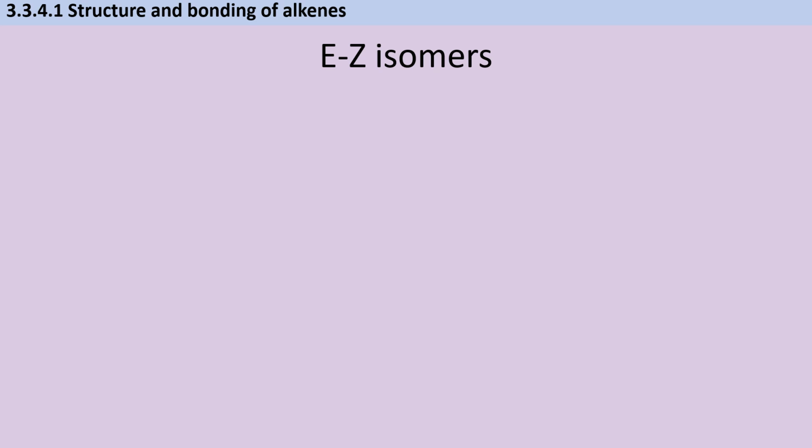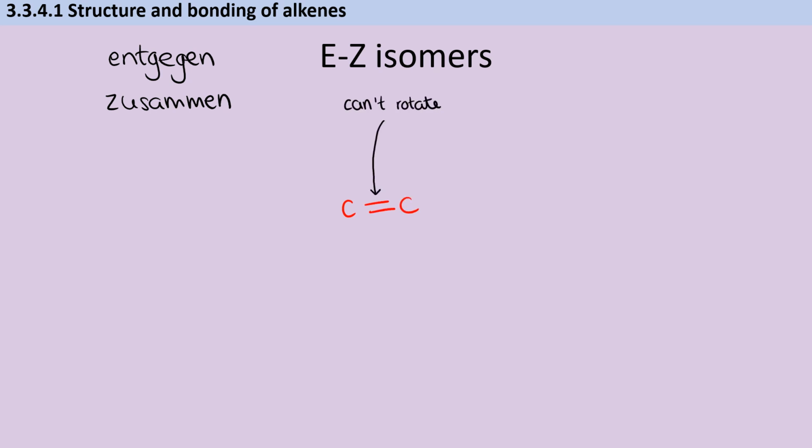This carbon-carbon double bond is really important for isomerism, and specifically something called EZ isomerism. E stands for entgegen, and Z stands for zusammen. These are German words and they basically mean apart and together. The important thing here is this carbon-carbon double bond, because that carbon-carbon double bond is unable to rotate.